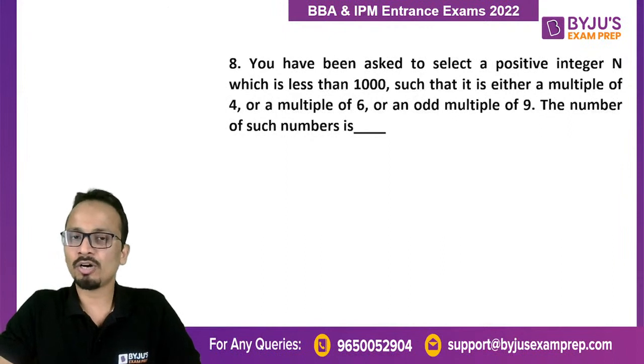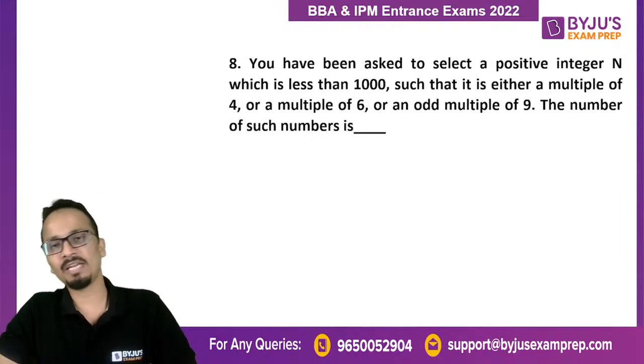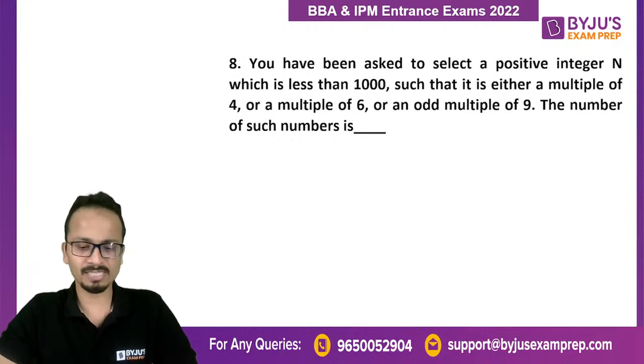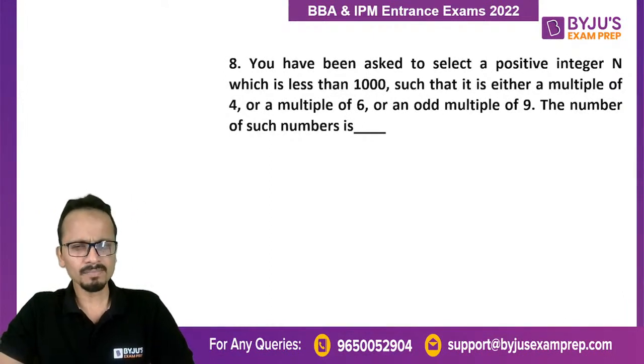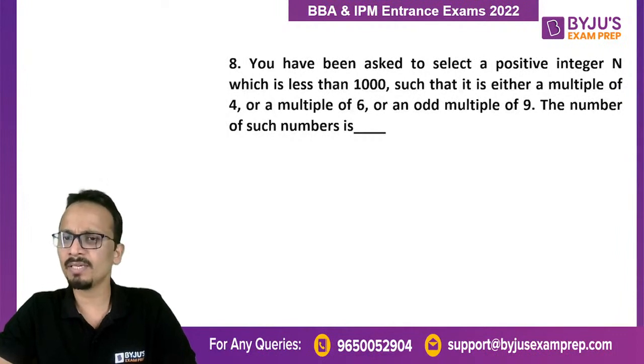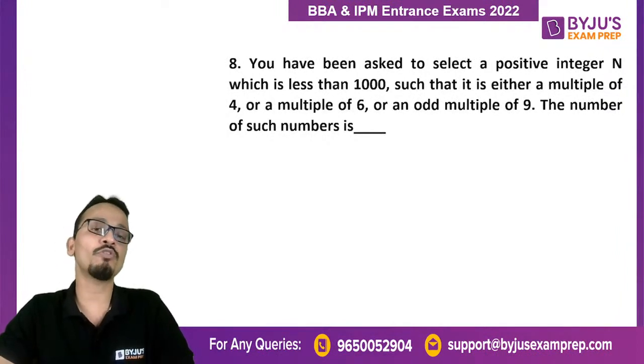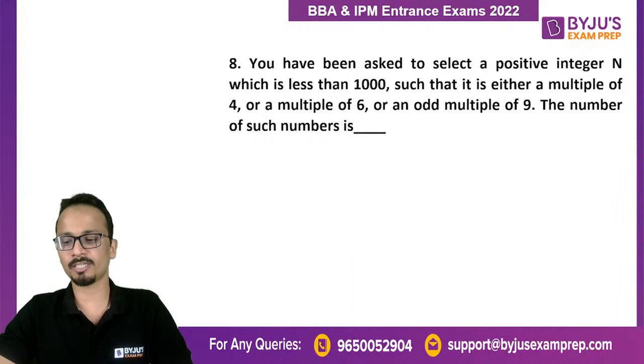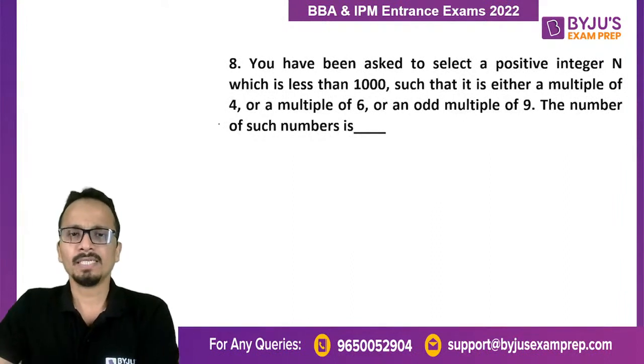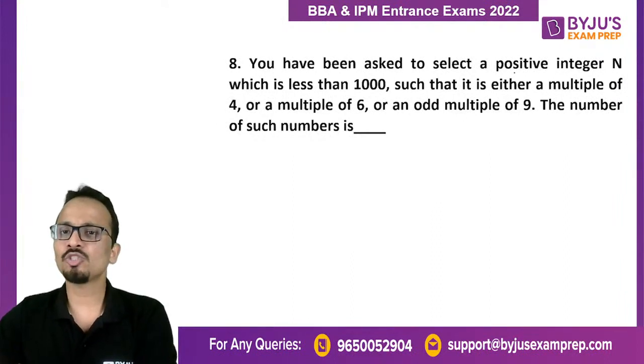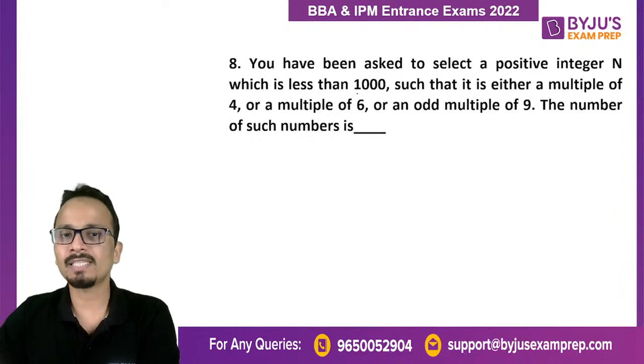Question number 8 is of numbers. Just have to find out the multiples of 4, multiples of 6, multiples of 9, something like that. But yes, definitely this is a question of counting, but it is a question of very careful counting as well as logic. Now you have been asked to select a positive integer which is less than 1000.